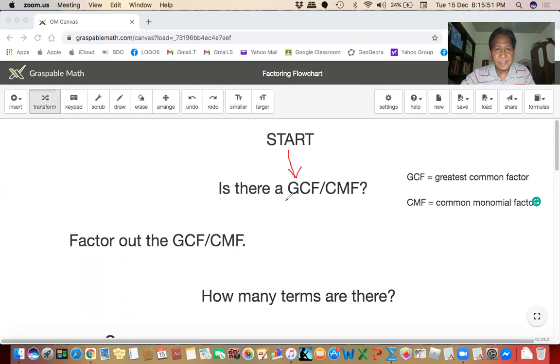You ask if there is a GCF. If there is, then you have to factor it out. And then after factoring it out, that's when you go to the next step. You ask how many terms are there. Now, if there's no GCF or CMF, then you go straight to this question. How many terms are there in the polynomial?